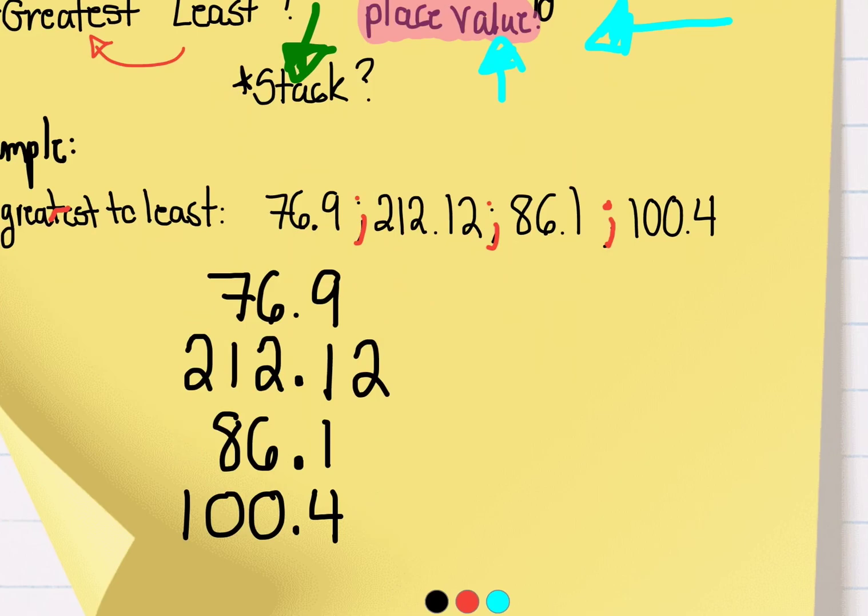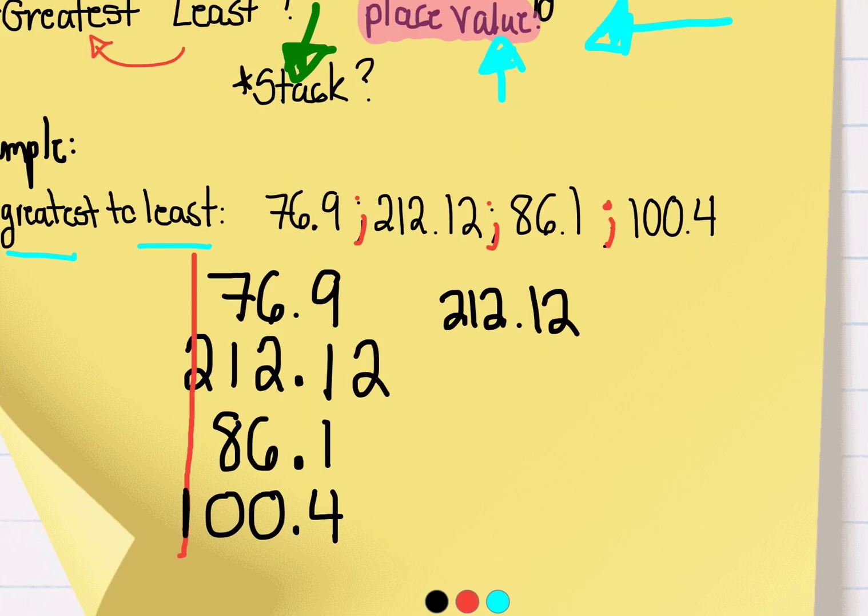But what I do, if I'm going to organize all these numbers from greatest to least, is look one place value at a time, and I start with the biggest one, which is my hundreds place. If I look, I have nothing in the hundreds place, a 2 in the hundreds place, nothing in the hundreds place, and a 1 in the hundreds place. That lets me know that 212.12 is the biggest because there is a 2 in the hundreds place.